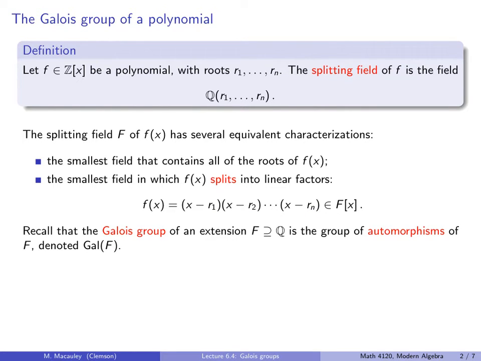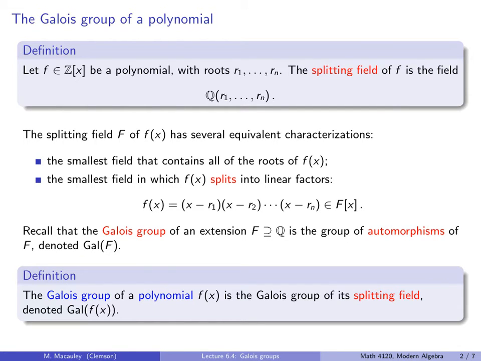Now, something that I said earlier, recall that the Galois group of an extension of Q is the group of automorphisms of that extension, and we write that as Gal of F. We usually just say the Galois group of F. In a similar vein, we can define the Galois group of a polynomial to be the Galois group of its splitting field, and we denote it similarly Gal of F of x.